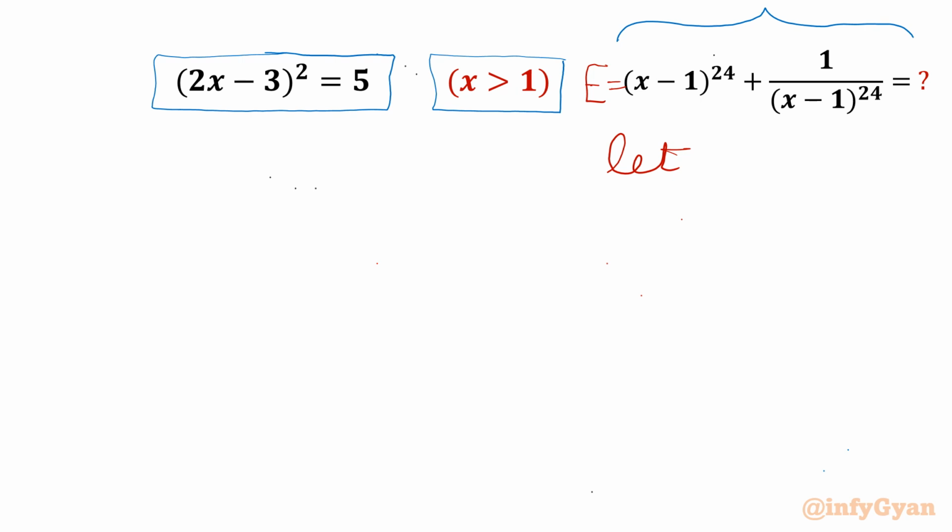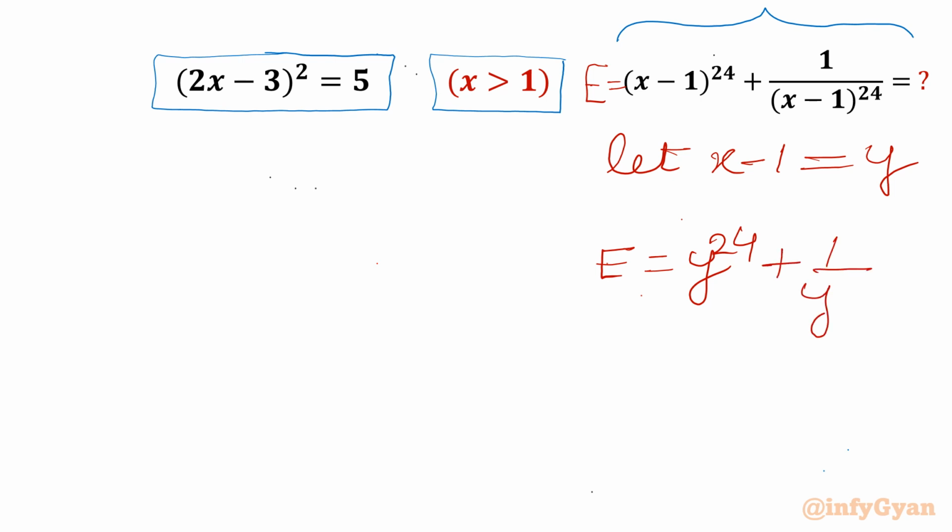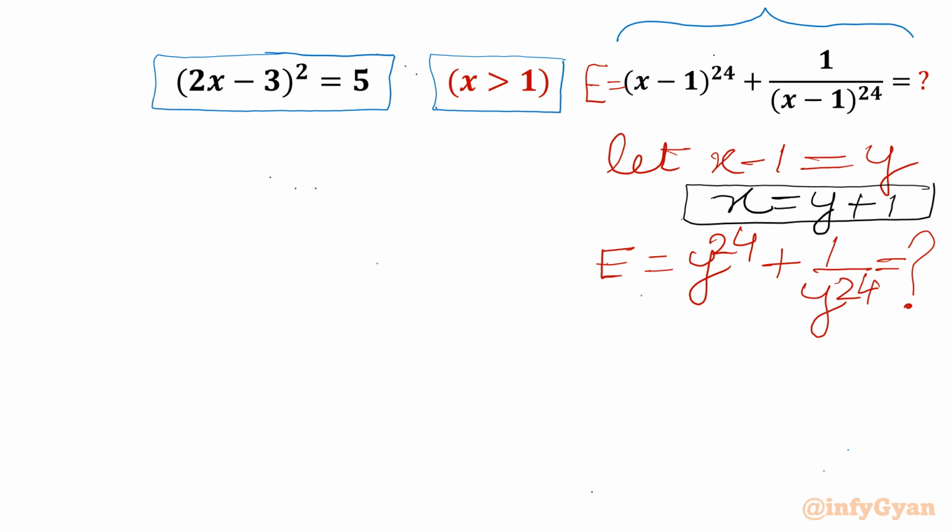Now I will assume x minus 1 equal to y. So I can write our expression E will become y power 24 plus 1 over y power 24. This expression we are going to find out. Now x minus 1 is y, so I can write x will be equal to y plus 1. If x is greater than 1, then y must be greater than 0.